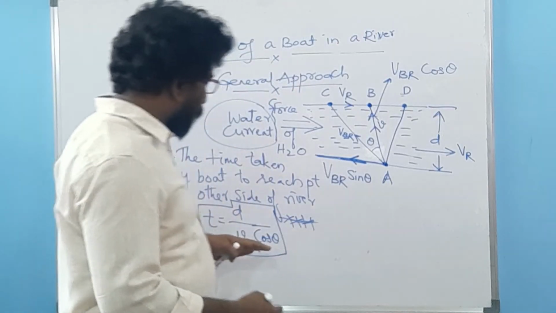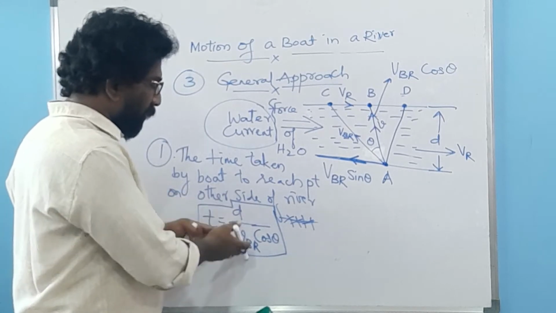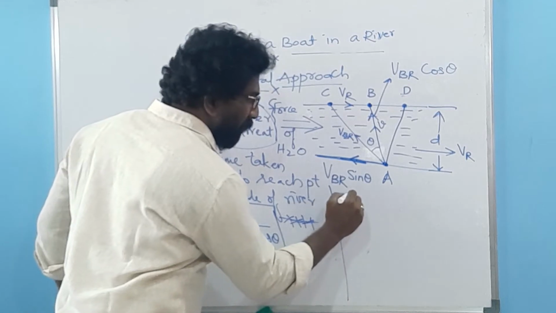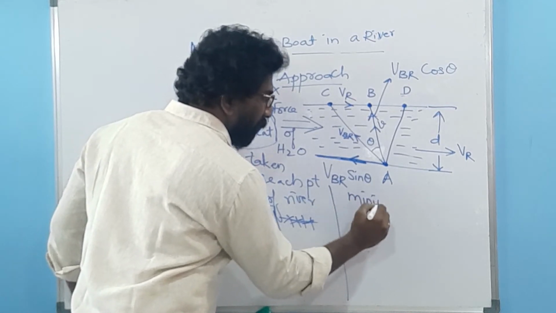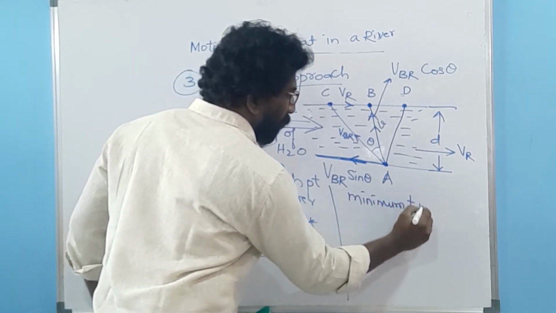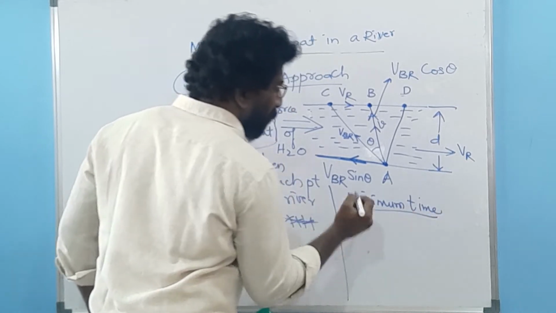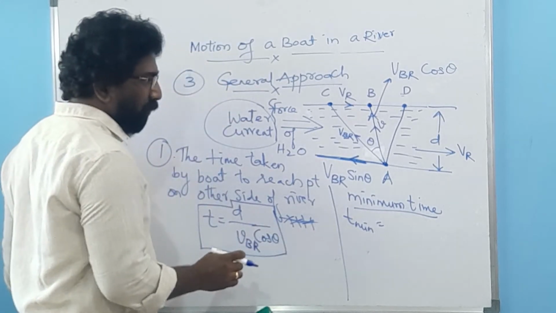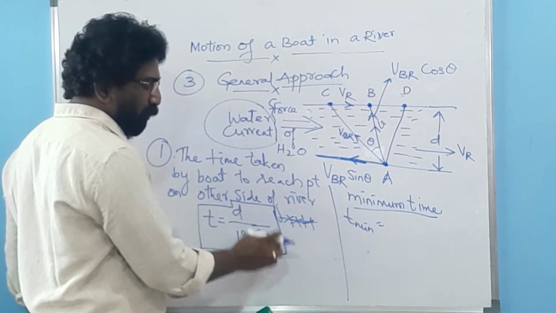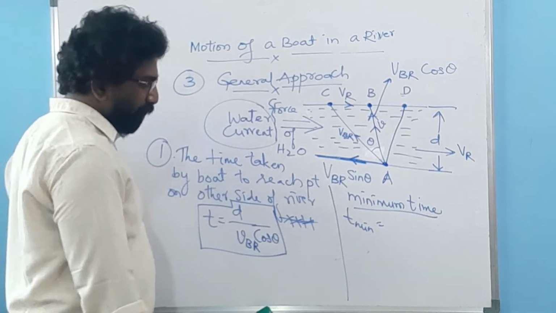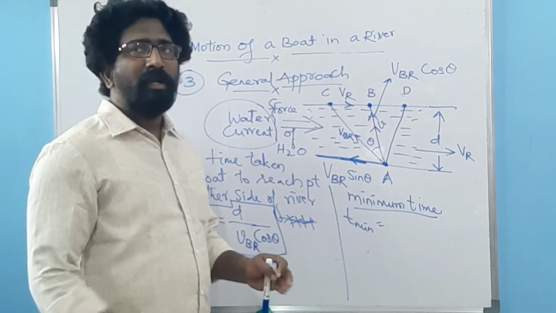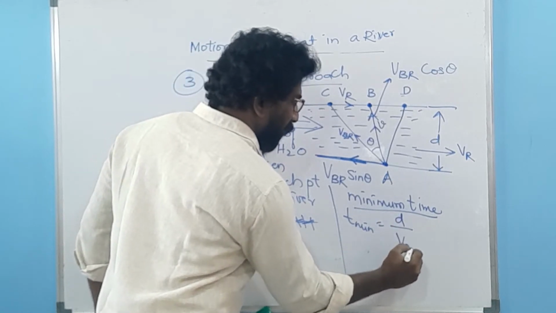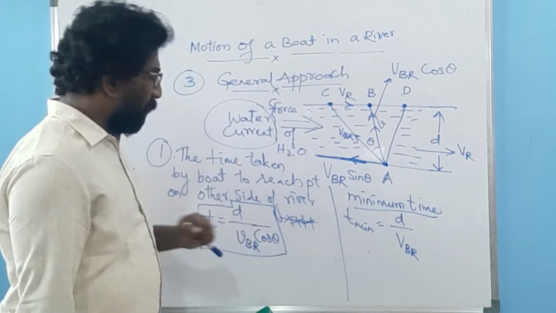See here, we have studied that time T is equal to D over VBR cos theta. Then what will be the minimum amount of time taken by this boat? How to calculate the minimum time? T minimum occurs if theta equals 0 degrees. Cos 0 is equal to 1. When cos 0 equals 1, the minimum time is D over VBR.